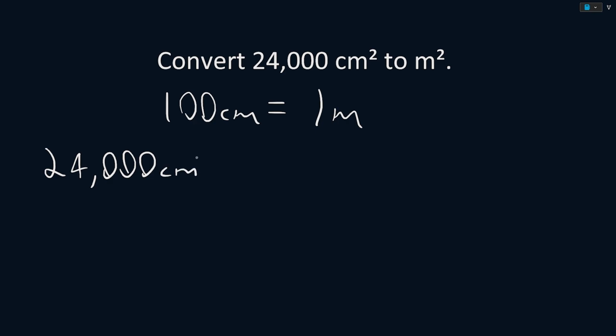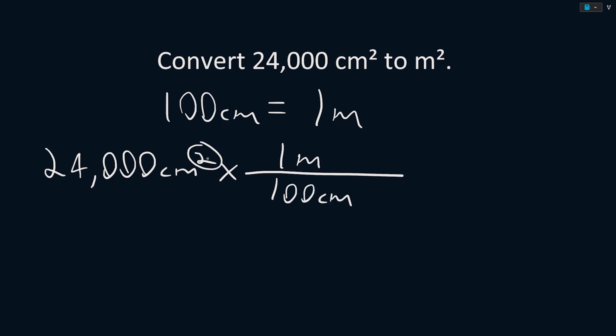First, we need to understand the relationship between centimeters and meters. This is that 100 centimeters is equivalent to 1 meter. So now to convert 24,000 squared centimeters into squared meters, we need to multiply through our conversion factor of 1 meter for every 100 centimeters. Since the centimeters are squared, we need to square our conversion factor.